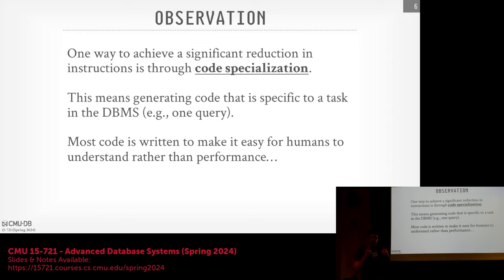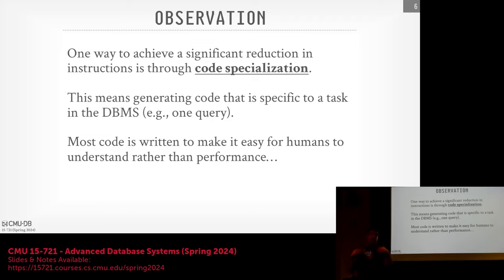So as I already said, the way we're going to be able to reduce the number of instructions is through code specialization. And again, the high-level idea here is instead of having in our database system these giant switch statements that check what the query plan operator type is, or what the data type is, or what expression you're trying to run in your where clause, to execute the exact piece of code you want, we're literally going to hard code some sequence of instructions that do exactly what the query wants to do.